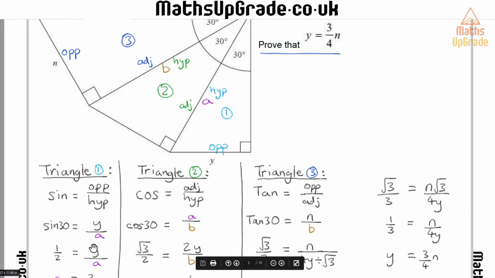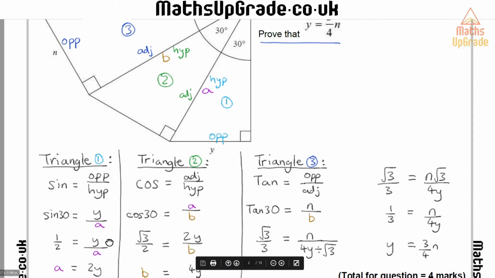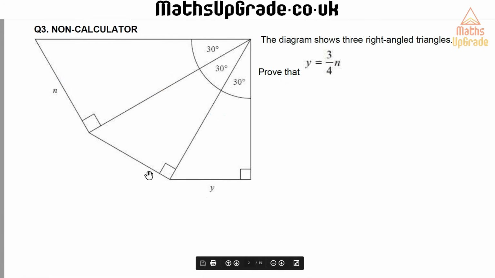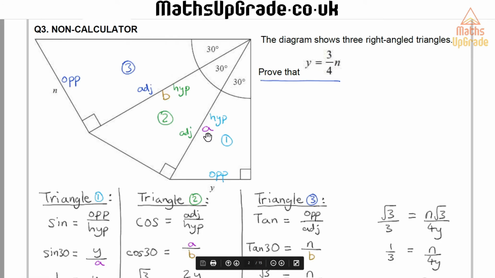So sin 30 equals a half. You should be able to recall that information because you need to know that for the exam. So a half equals y over A. So therefore A equals 2y. So now I've got this term here in terms of y here. So I know this side in terms of y.